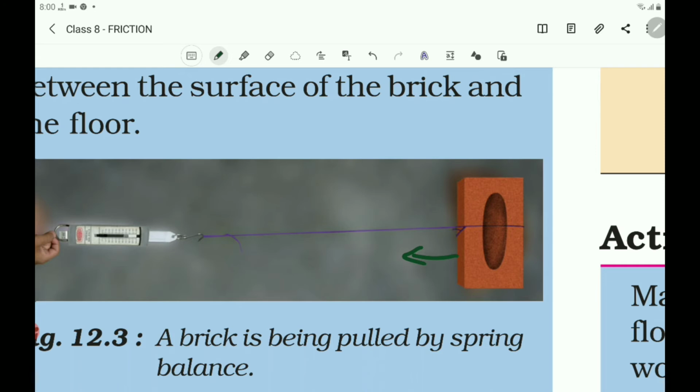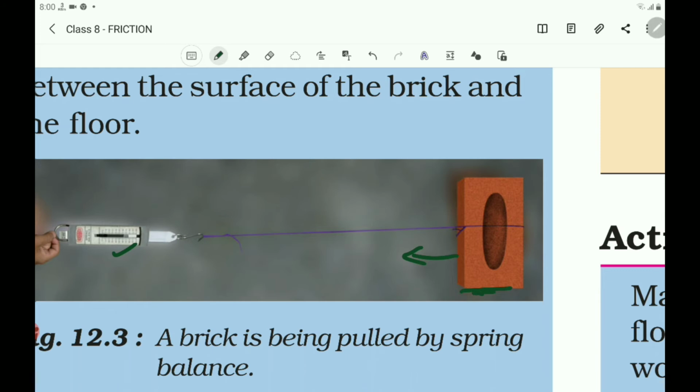It gives a measure of the force of friction between the surface of the brick and the floor. Here, you know that the brick is on the floor, and there is a frictional force between the floor and the brick, and the reading in the spring balance gives the force of friction between the surface of the brick and the floor.